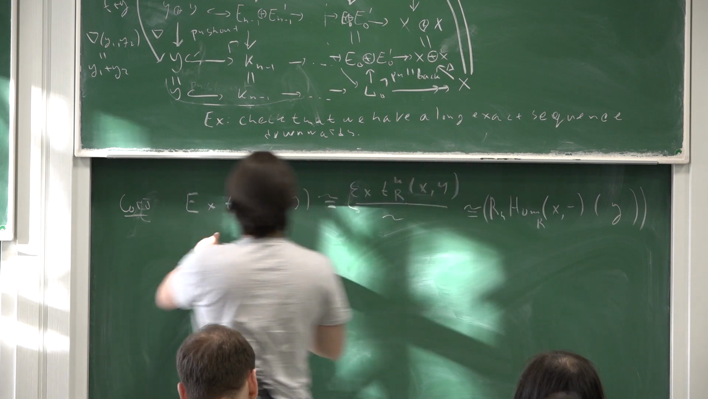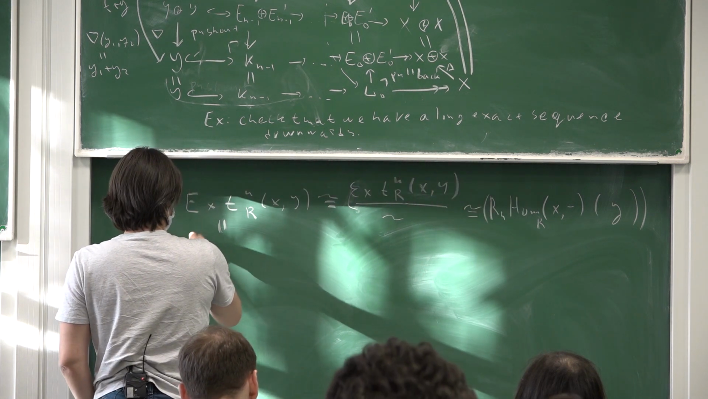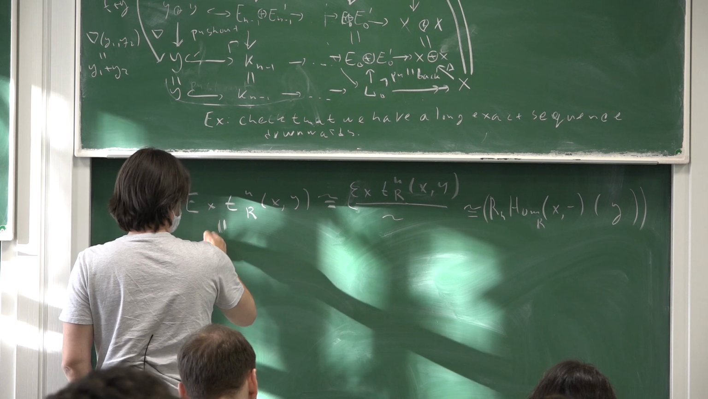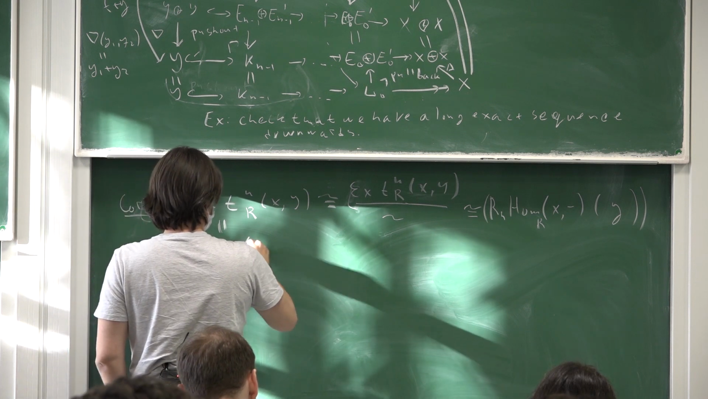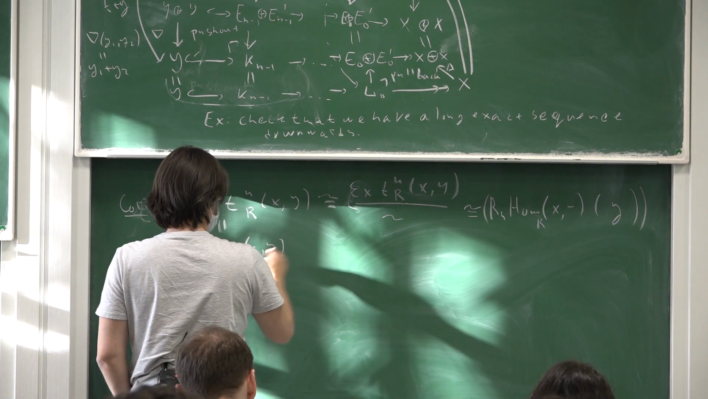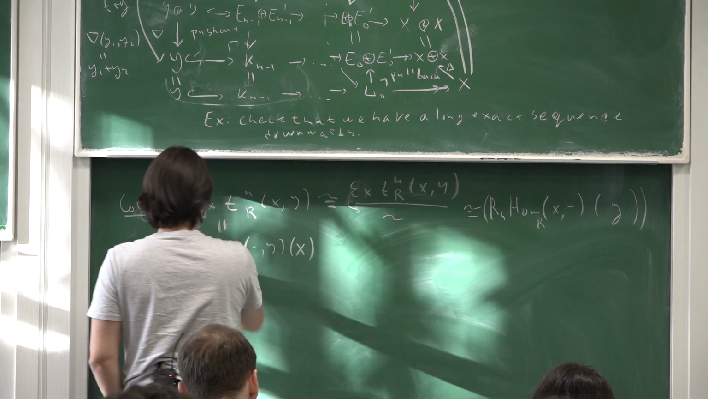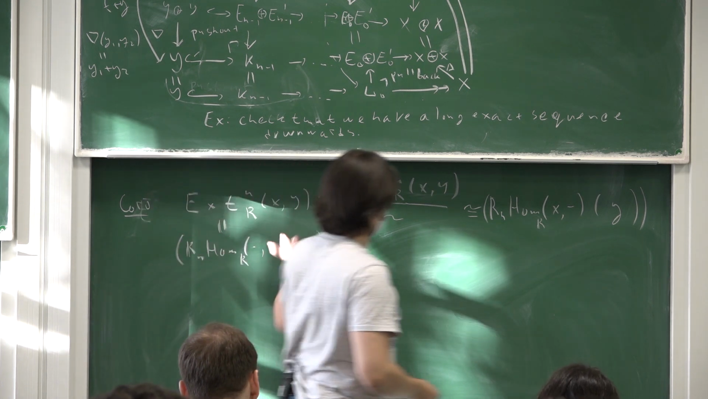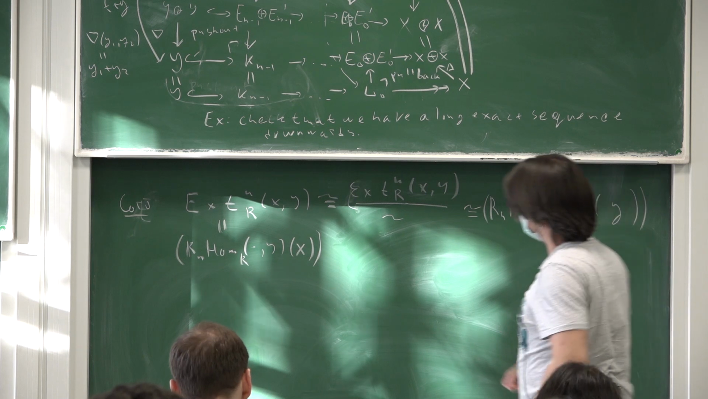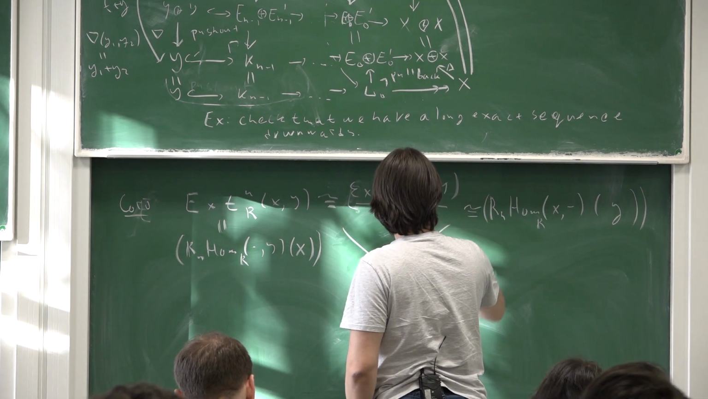Yes, this by definition is R^n Hom(Y, X). This bijection is a group isomorphism.